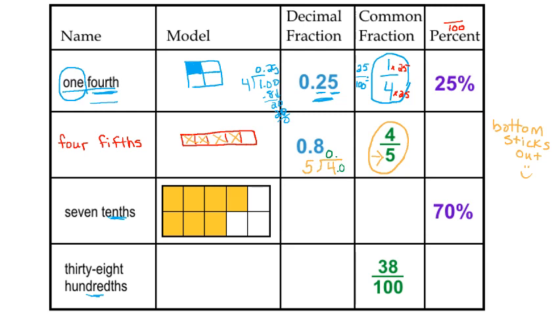Does 5 fit into 40? Sure does, exactly 8 times, and you're done. So 0.8 is how they got that decimal. Now, how do we find the percent?